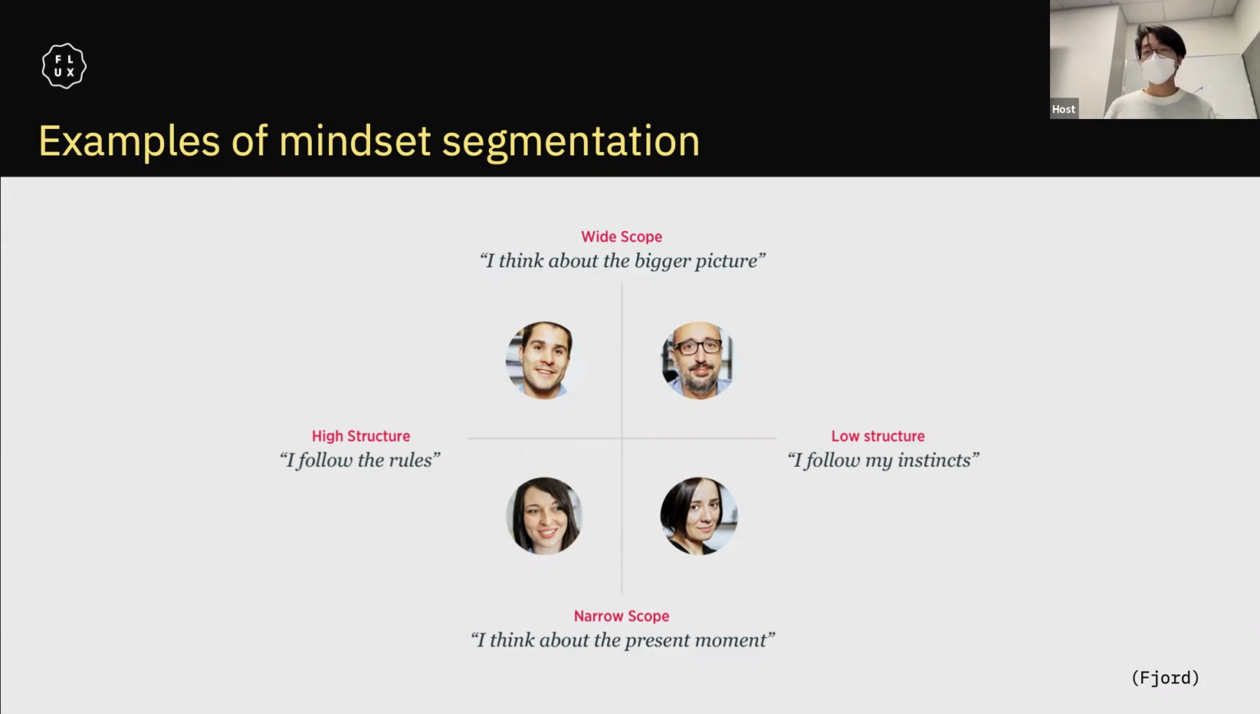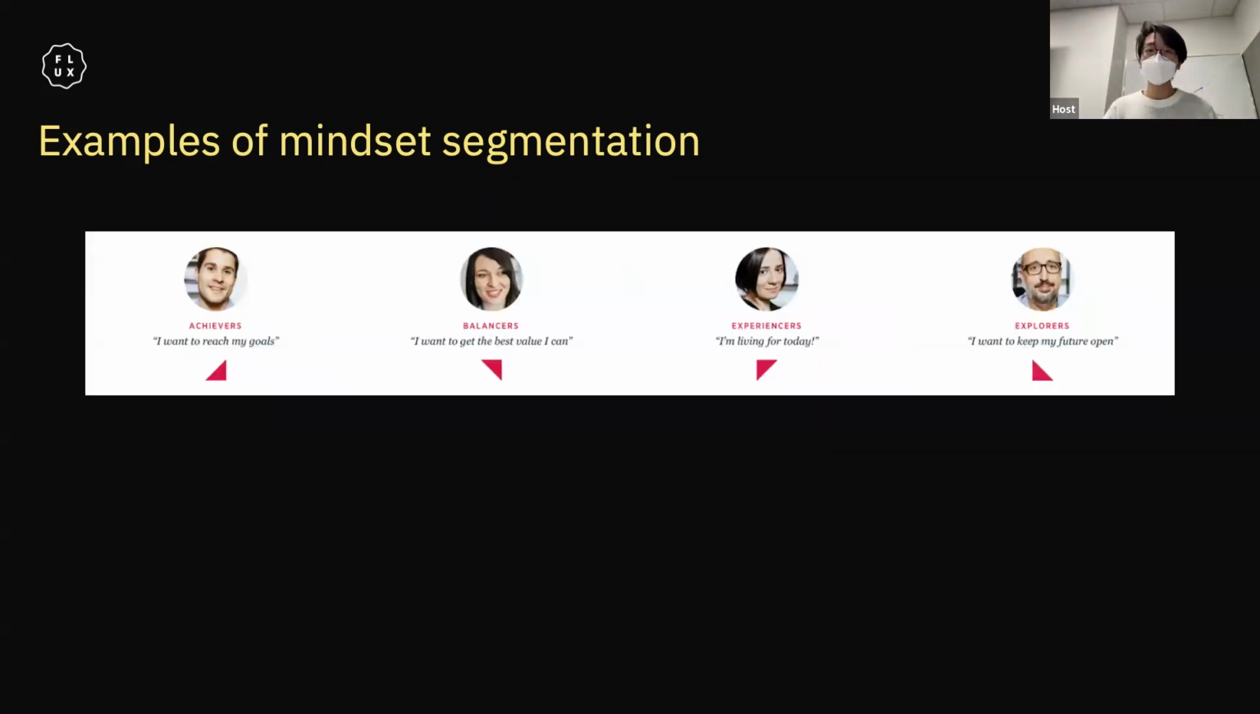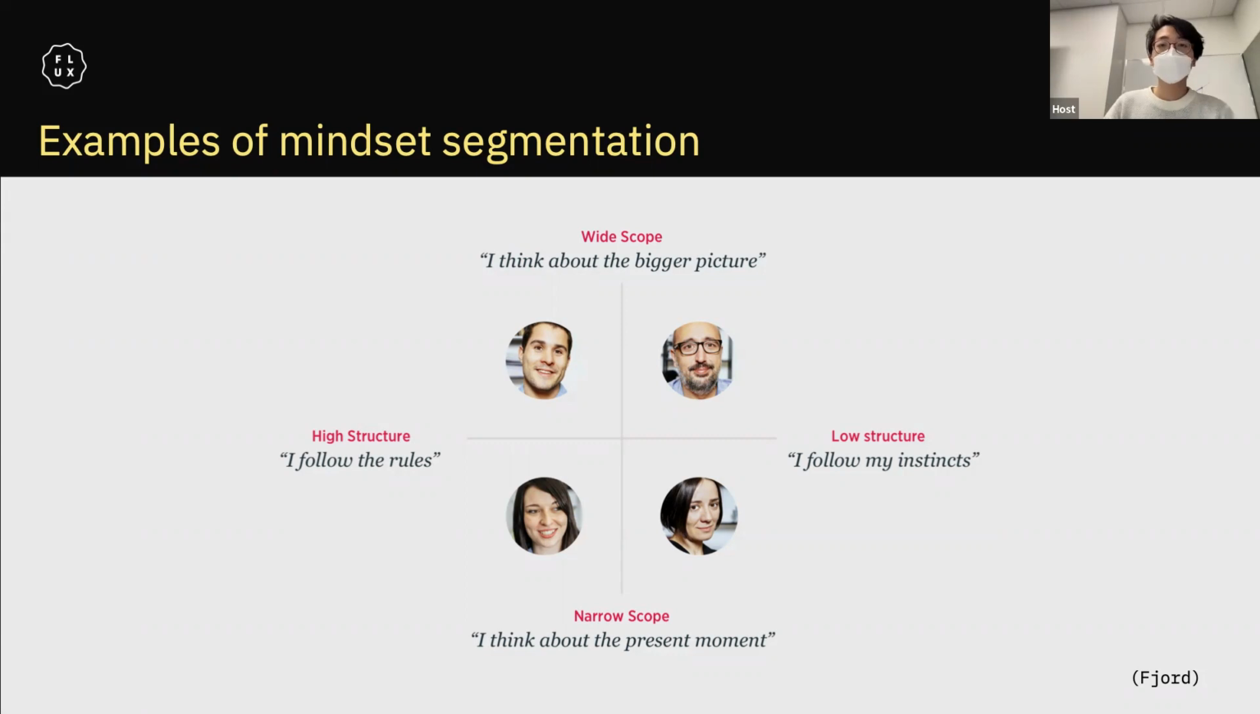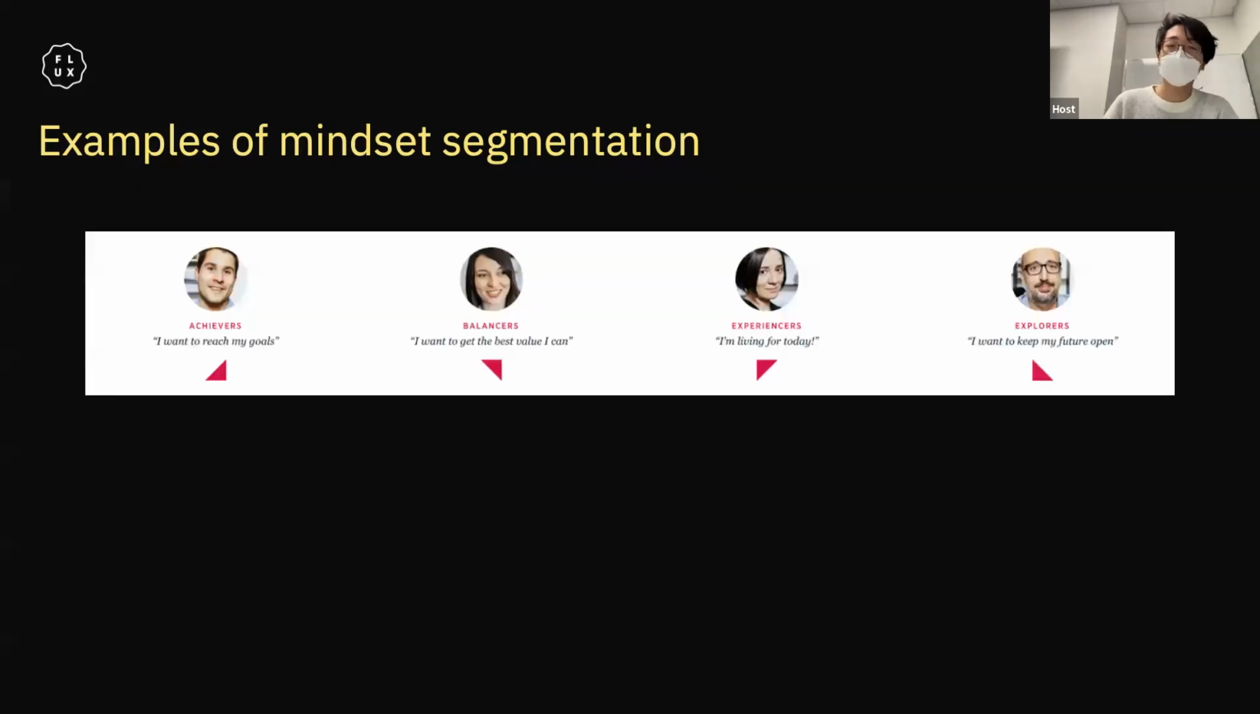But with mindset segmentation, you can very easily map out the spectrums, put them in a matrix, and you're going to see your users moving between the different quadrants over time. So for example, in this one, Fjord summarized them into different groups. The people who think wider scope and with a high structure will be the high achievers. The people who have high structure but think about the present would be more the balancers. Now you can see that these are the names they apply to them. You can name them anything. You can even name them with actual human names.